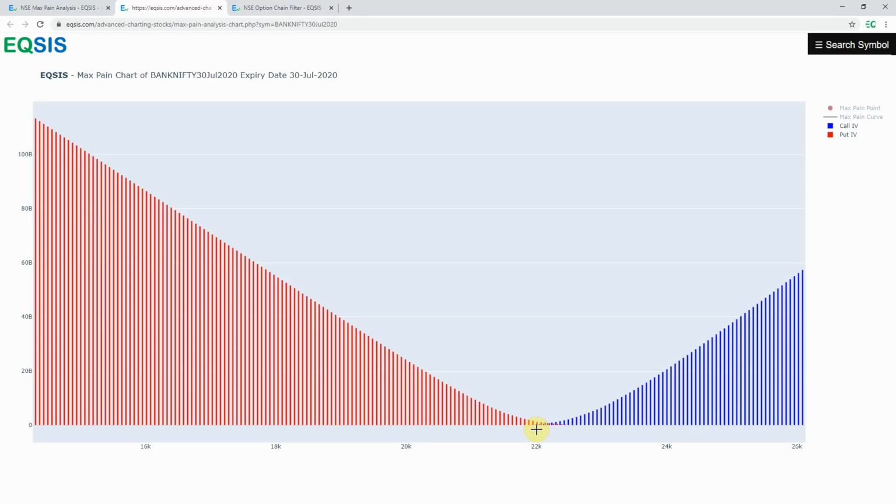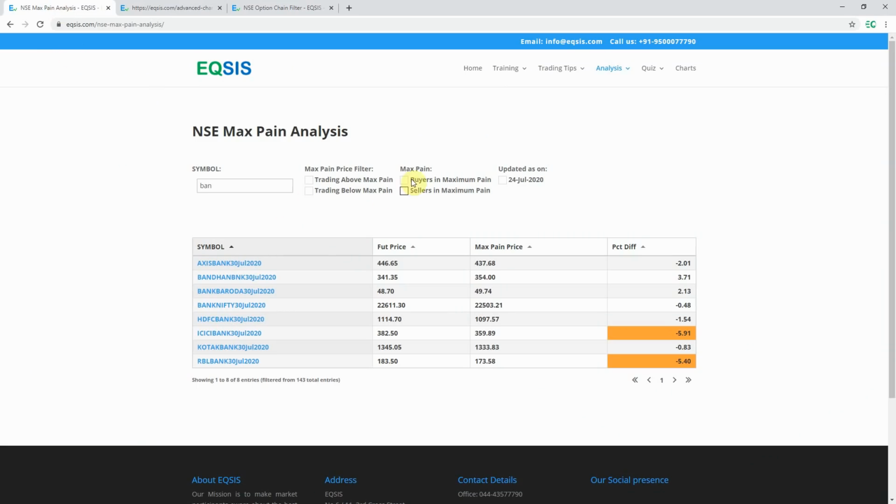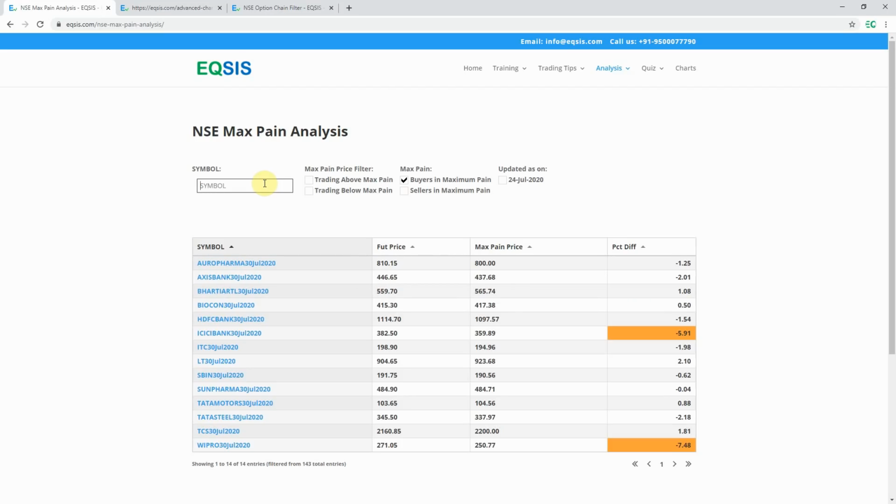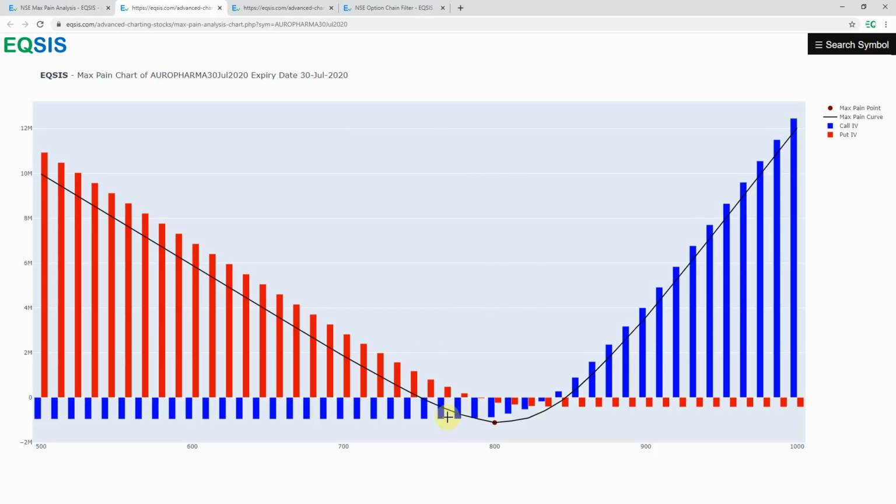In any of the max pain concepts, anywhere you go, you end up seeing only positive values. But at EQSIS, what we do is you can see something called buyer max pain and seller max pain. What do I mean by buyer max pain? In buyer max pain, you can see that the curve goes even below zero. It means a lot of premiums were paid by the buyers in the early days, but the market did not make much of a move, and the max pain point stays at this level.